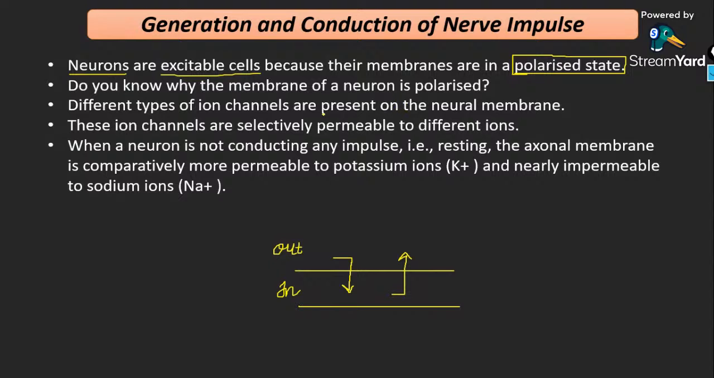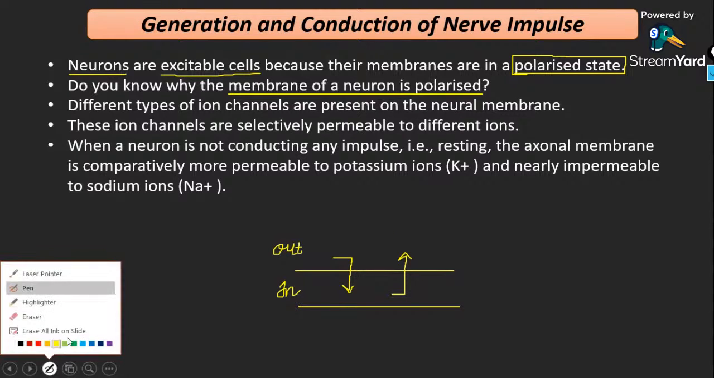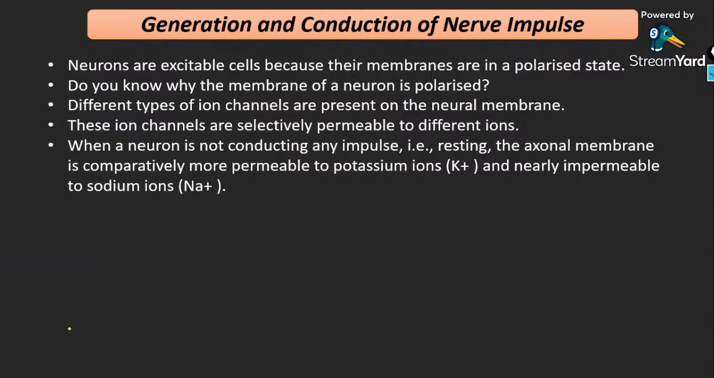My question to everybody: do you know why the membrane of a neuron is polarized? In today's class, we will be learning about how the membrane of a neuron becomes polarized, and how a change in the potential, a charge difference, is created on the surface of a neuron. Just give me a thumbs up on the chat box if this is clear for each one of you. Yes?